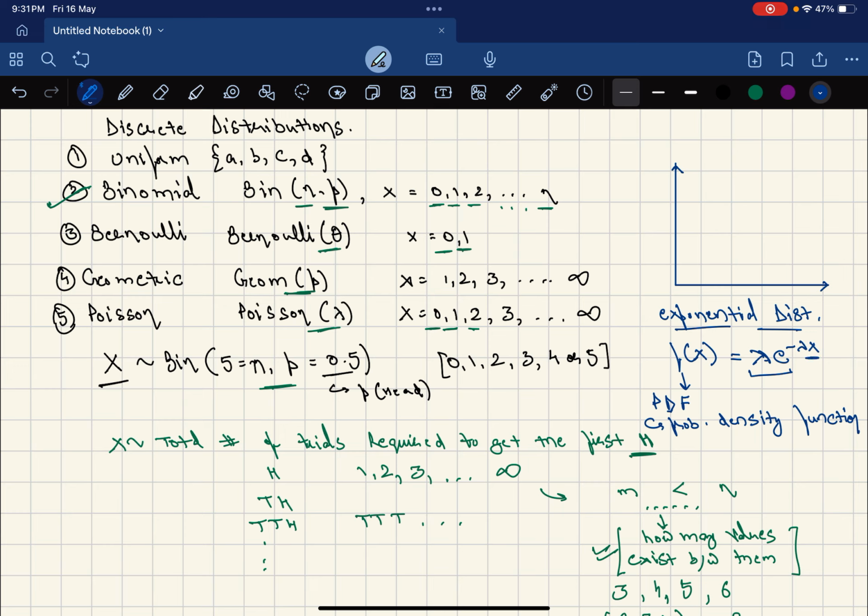Lambda is a parameter for exponential distribution, just like we had different parameters in discrete distributions as well, like n and p for binomial. We have lambda as the parameter for exponential distributions. Now, if we make a graph for this particular function, we'll get something like this. And this is called an exponential distribution probability density curve.